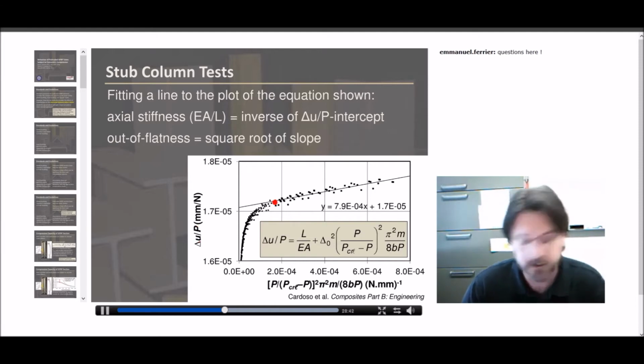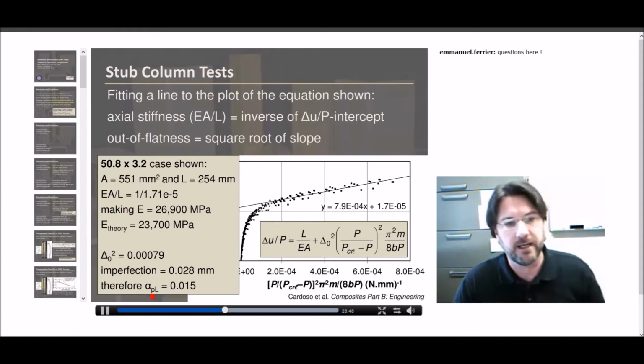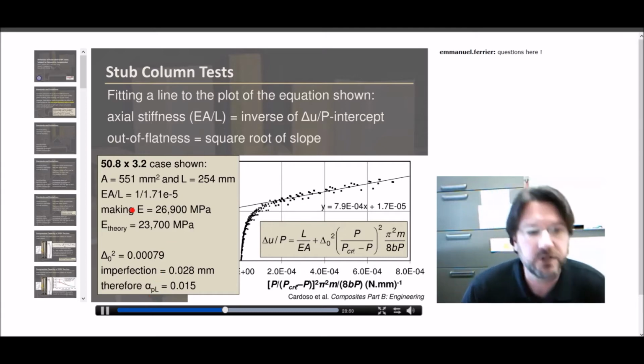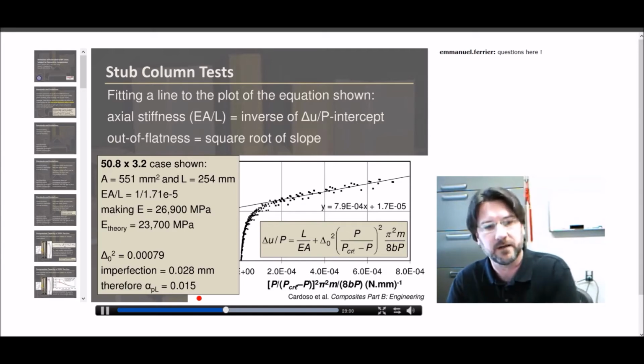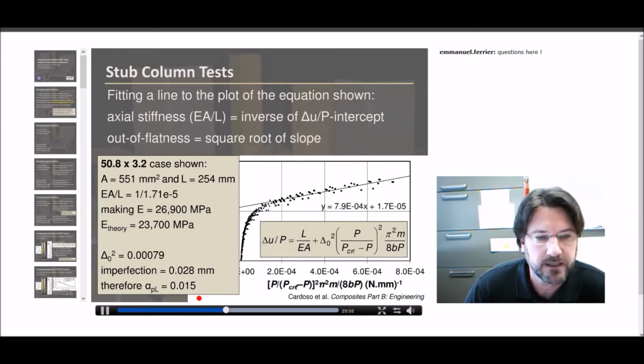So if I take a look at the data that's shown on this particular graph, we have a cross-sectional area and a length that we know for this particular shape. The intercept is at 1.71, and so we can back calculate a value of E of about 27,000 MPa in this particular case. From theory, this particular one would be about 24.7, and so we're reasonably comfortable with that value.